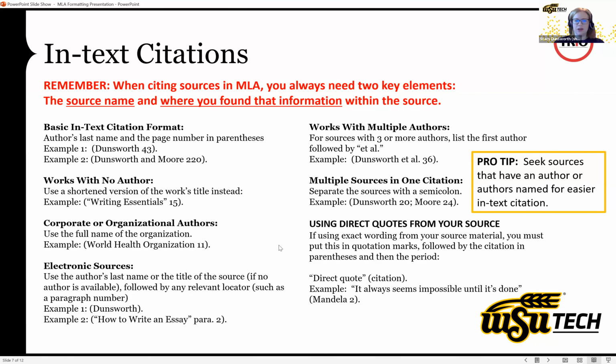So here is a good way that you can find some assistance with these. And I will let you know that there are some packets available in the TRIO office that go with this workshop if you are interested in doing that. And one of the pages in that packet is a guide for how to do the in-text citations. Remember, you always need 2 key pieces of information, the source name and where you found it.